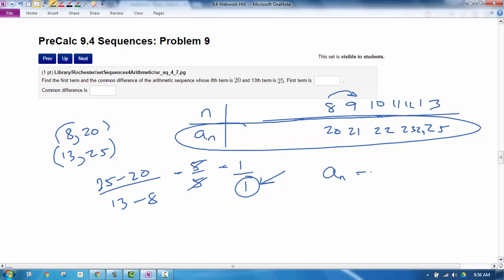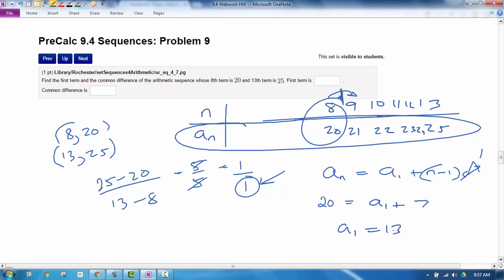So now our formula for arithmetic is the first term plus n minus 1 times the common difference. So now an easier way to do this is, we know d is 1. So now we can just plug in one of the ordered pairs they gave us to find the first term. So I'll use the first ordered pair right here, 8, 20. So plug in 20 for a sub n, plug in 8 for n, in which case this will be 7. Subtract 7 from both sides, and we get 13 for our first term. So first term is 13, and we know the common difference is 1.